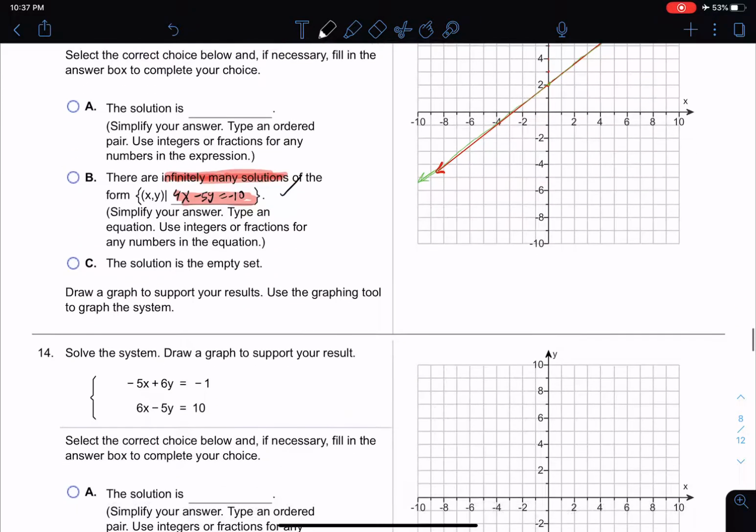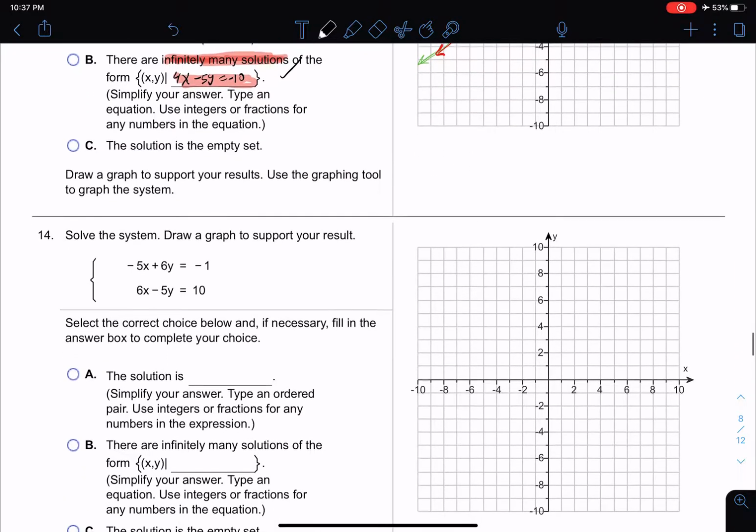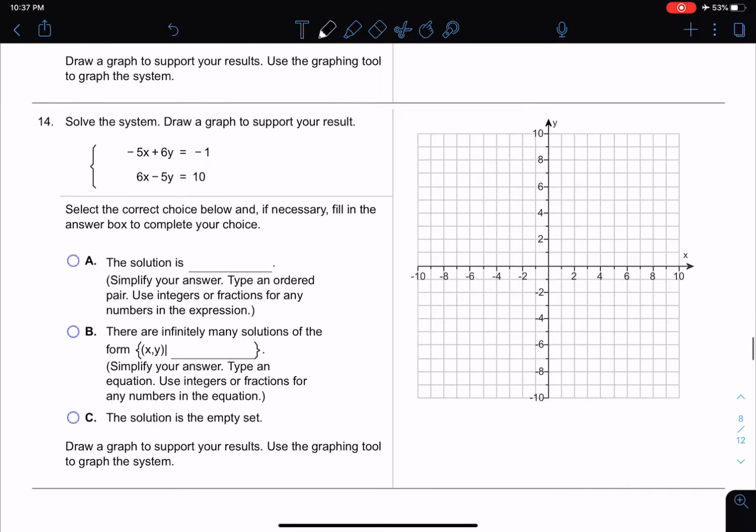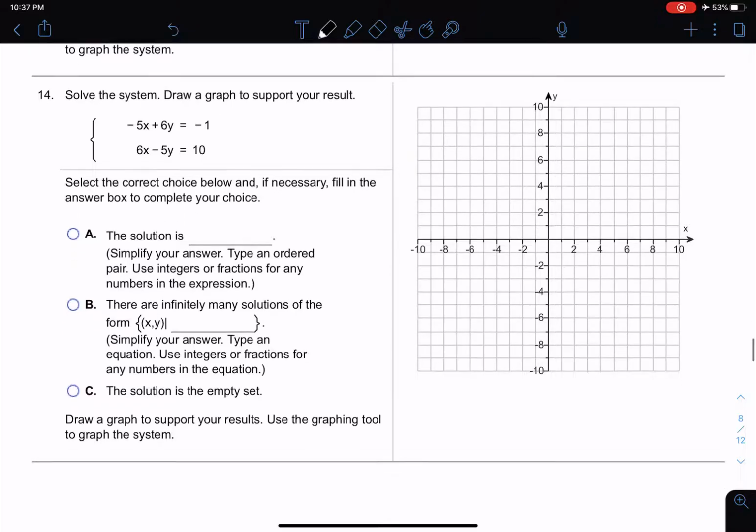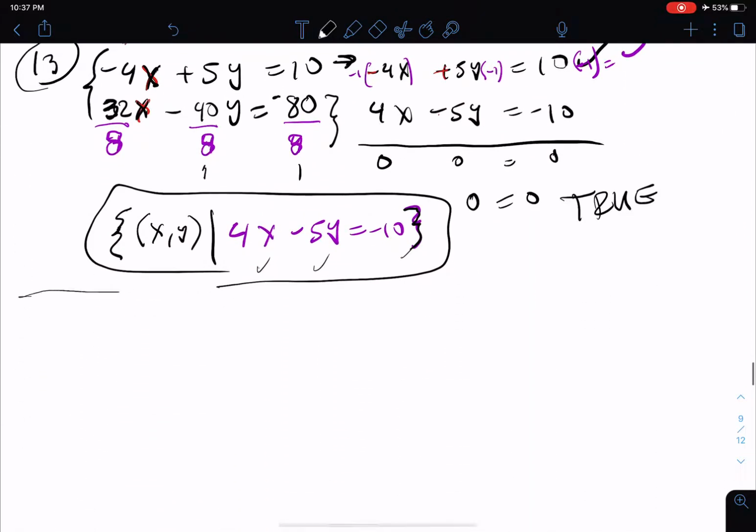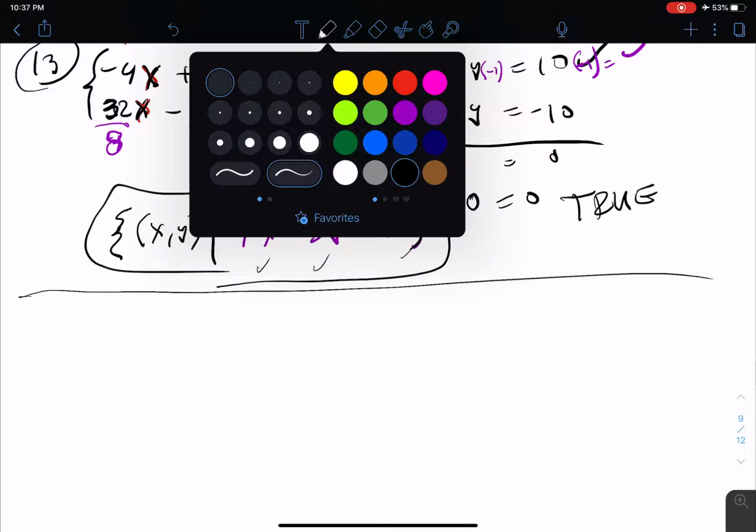All right, that was a lot of work. Next one, it says solve the system, draw a graph to support your results. You kidding me? Okay, so now we're going to go ahead and solve it again. And we get to pick if we want to eliminate or if we want to use substitution. This is number 14. I got a little space right here, so I'm going to use this space. I'm going to change my point size.